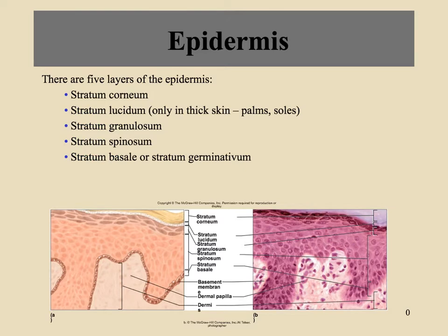There are 5 distinct cell layers in the epidermis, and if you are an honors student, you need to know all 5 layers. If you are a non-honors anatomy and physiology student, I would like you to be sure that you know the stratum corneum, which is this uppermost layer.